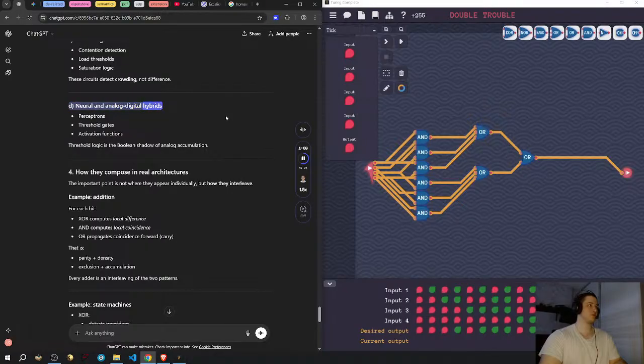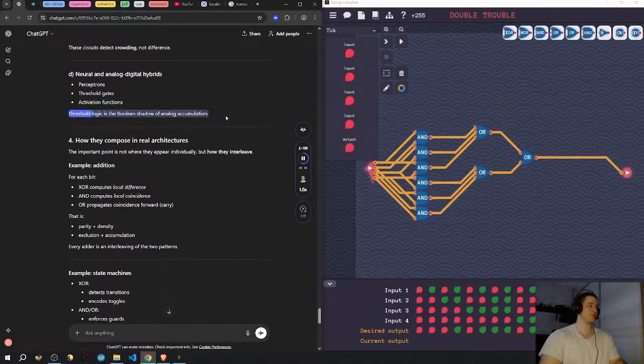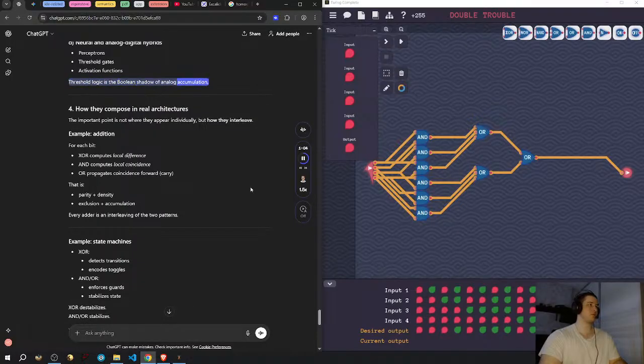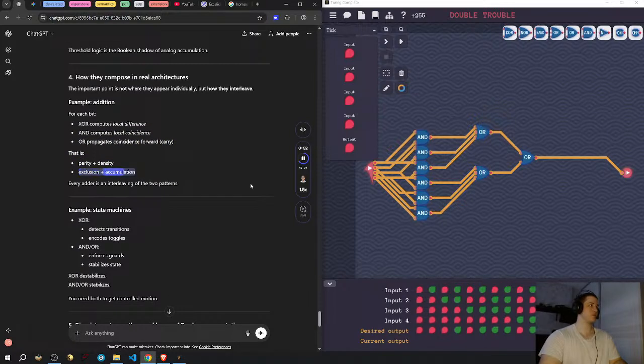D. Neural and analog-digital hybrids. Perceptrons, threshold gates, activation functions. Threshold logic is the Boolean shadow of analog accumulation. 4. How they compose in real architectures. The important point is not where they appear individually, but how they interleave. Example, addition. For each bit, XOR computes local difference, AND computes local coincidence, OR propagates coincidence forward as carry. That is parity plus density. Exclusion plus accumulation. Every adder is an interleaving of the two patterns.